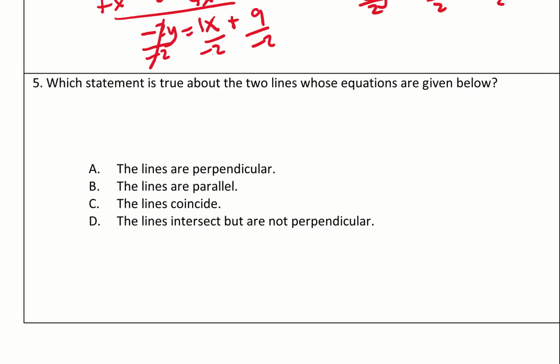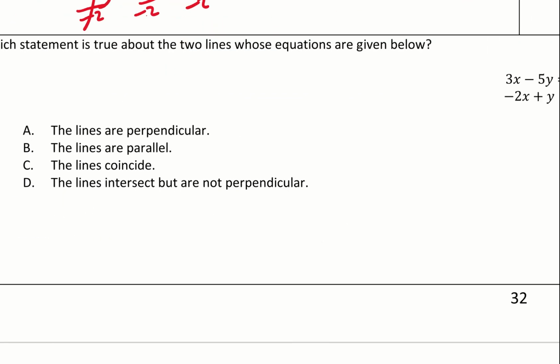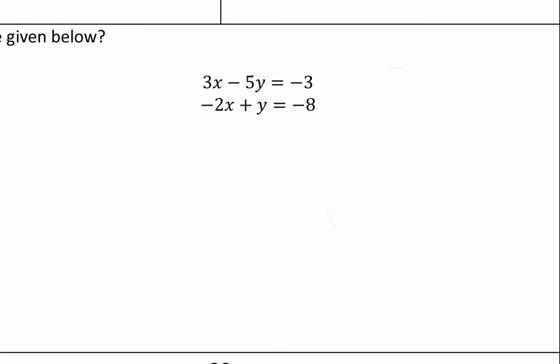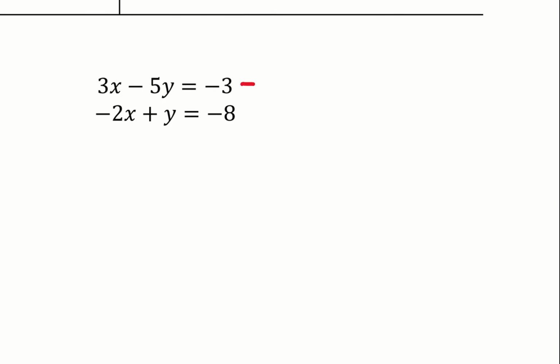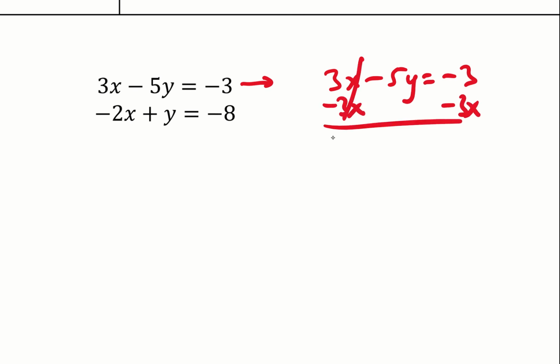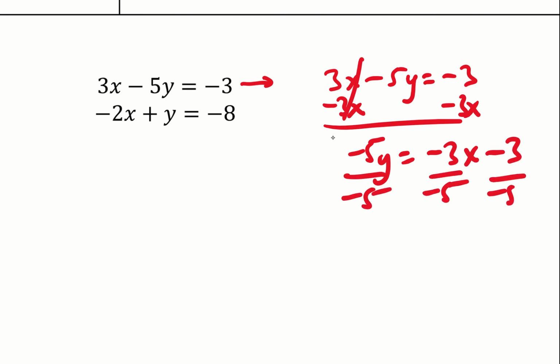All right, so number 5, which statement is true about the 2 lines whose equations are given below? So we want to see if they're perpendicular or whatnot. So let's convert them to slope-intercept form. Remember that we need to solve for y. So we're going to subtract 3x on both sides to get rid of it. Then we'll divide by -5, everything by -5. If I do that, I get y by itself, which is what I wanted. These 2 negatives become a positive. And these 2 negatives become a positive.